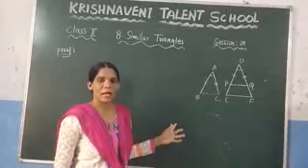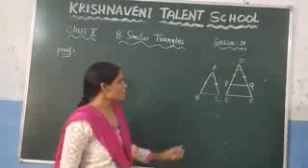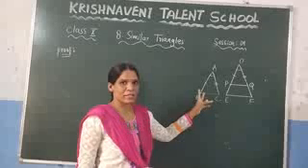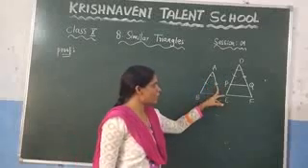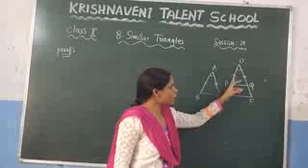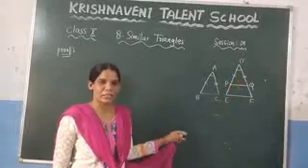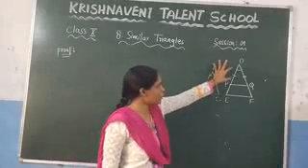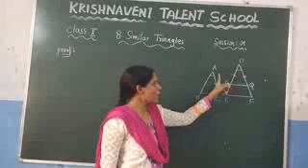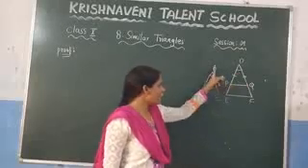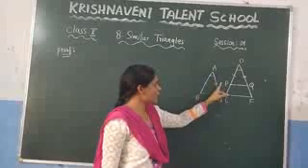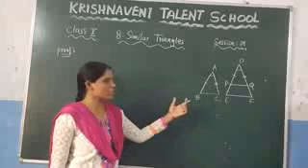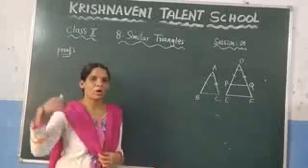You already know about the congruency criteria. If one angle and the included sides of one triangle are equal to one angle and the included sides of the other triangle, we can say that those two triangles are congruent. So here AB is equal to DP, this side is equal to this side, and angle A is equal to angle D, and AC is equal to DQ. So by SAS, we can say that these two triangles are congruent. That's why we have chosen those two points P and Q on the triangle.